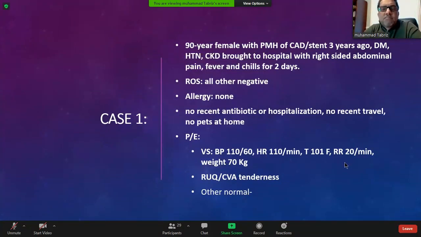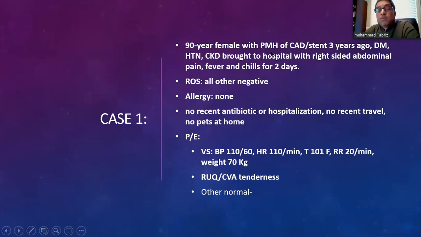So this is a simple case, hopefully. This is a 90-year female with multiple medical problems. Let me move my camera here for this obscuring my view. All right. So patient has diabetes, hypertension, chronic kidney disease, came with right-sided abdominal pain. Patient also has fever and chills for 2 days. Your review system other than that is negative, but remember, this is a 90-year female. It's very difficult to get good history from 90 years.